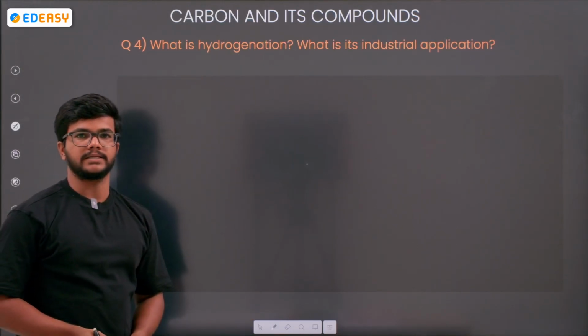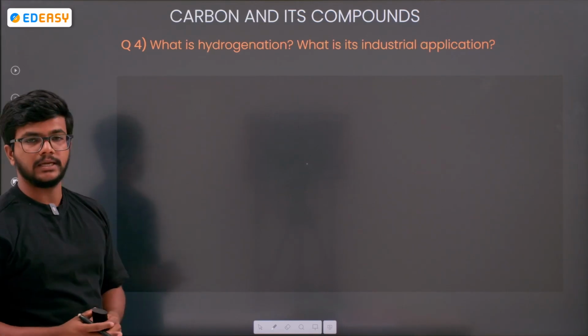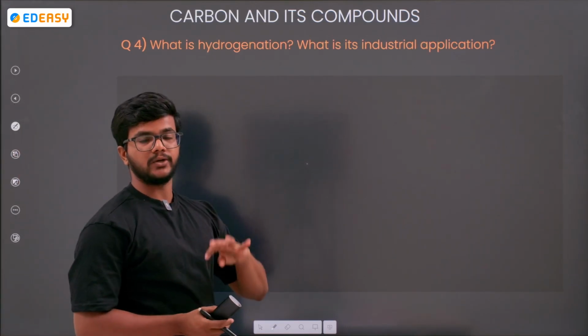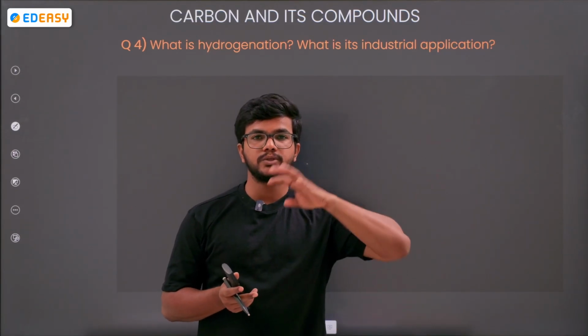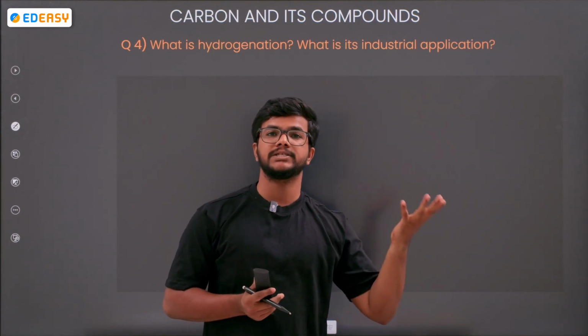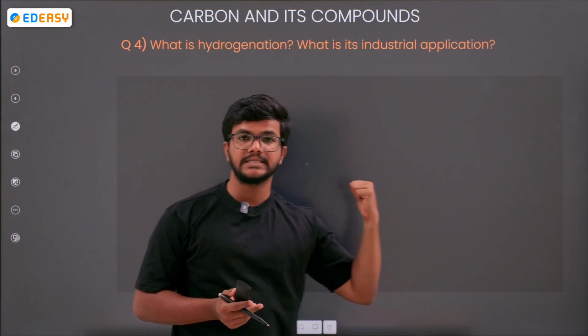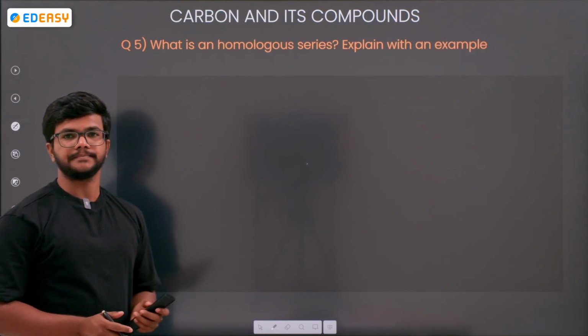Next, what is hydrogenation and what is its industrial application? Hydrogenation means addition of hydrogen. The industrial application of hydrogenation is the addition of hydrogen to double bonded unsaturated vegetable oils. It gives saturated vegetable ghee, which we discussed in the hydrogenation, addition of the carbon compounds.